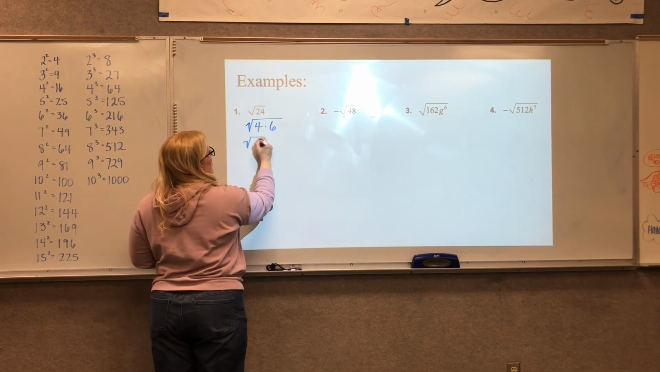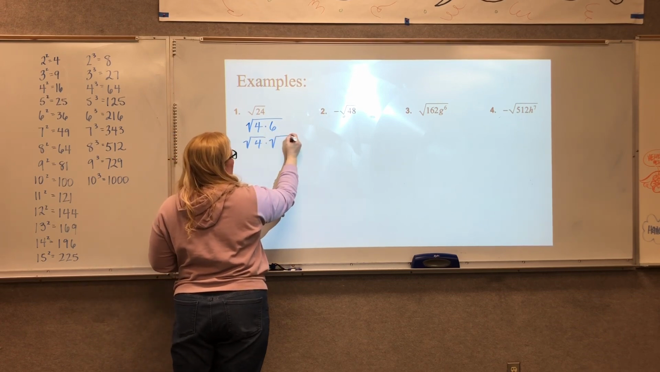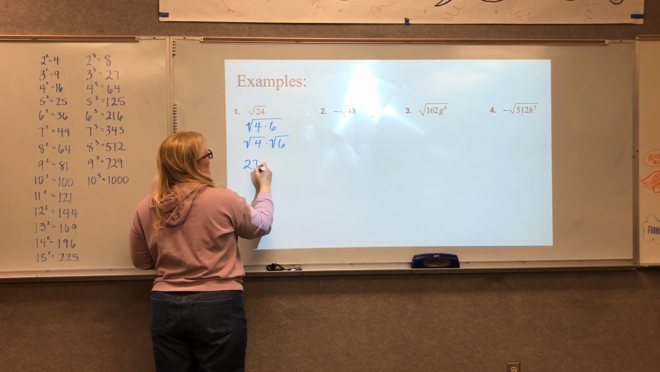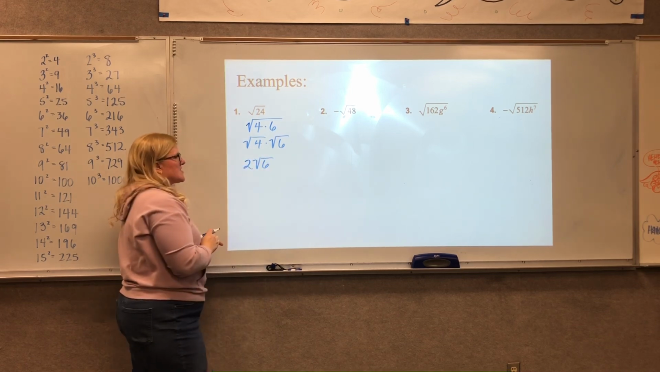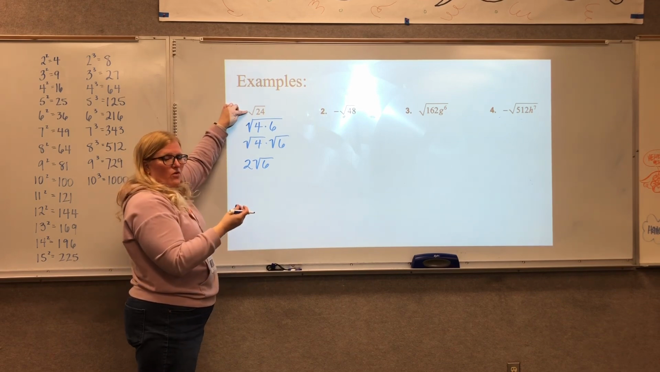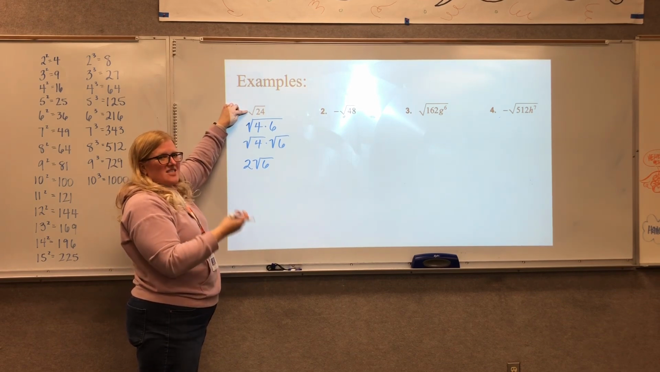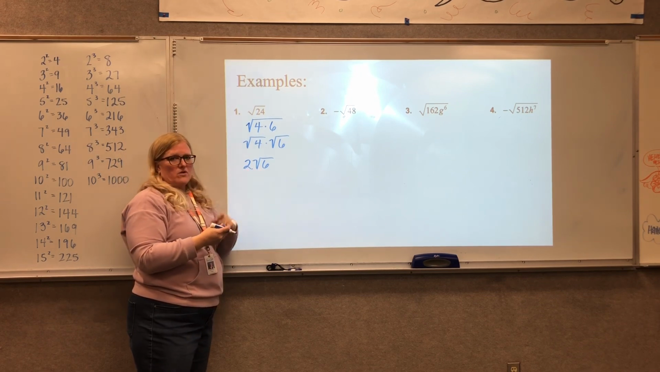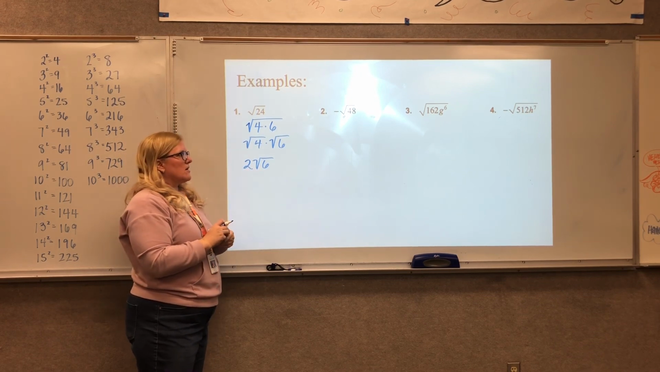And then I can pull it apart, right? That's what I just showed you. Square root of 4 is 2. So I have 2 times the square root of 6. So if I put the square root of 24 into my calculator, I'll get the same answer as if I put 2 times the square root of 6 into the calculator.